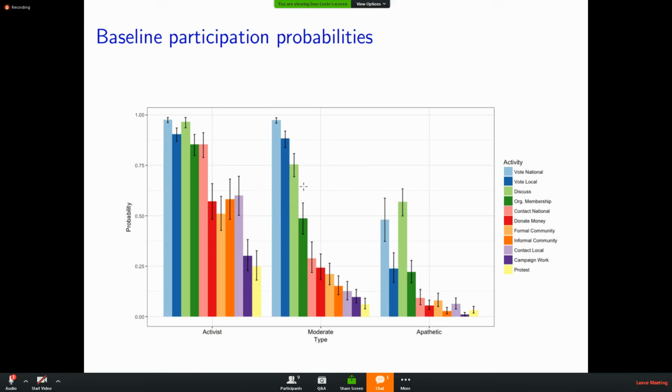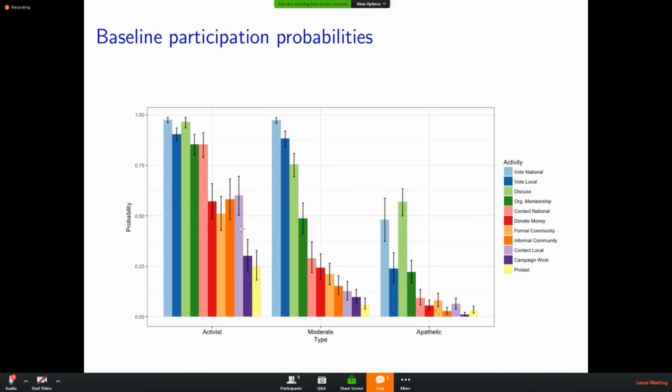Compared to moderates, activists have slightly larger probabilities of participating in these three activities as well, of voting in national elections, in local elections, and engaging in discussion, but they are also very likely to do other things. Activists, for instance, are also very likely to have a membership in an organization that takes stances on political issues. They're also very likely to contact national government officials. Activists are also quite likely to donate money, to participate in formal and informal community activities, and to contact local government officials. They do that about 50% of the time, which is much more frequently than the involvement of moderates in the same activities.